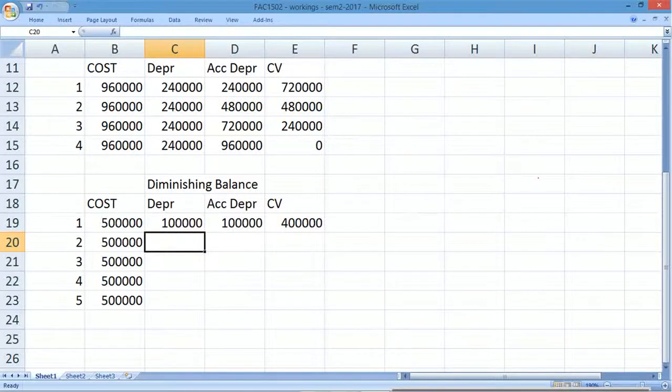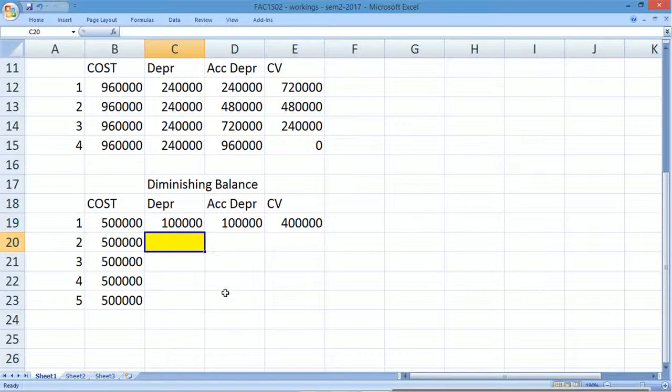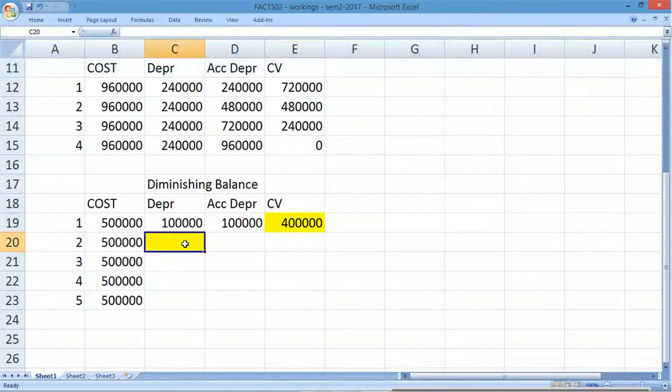Right, now how do I get depreciation here? Depreciation here is calculated on what? On 400,000. Yes, on the carrying value, exactly. Okay, so this times 20%, or divide by 5. Accumulated 180. Carrying value 500 minus 180. Is that alright? Yes. Okay, next.